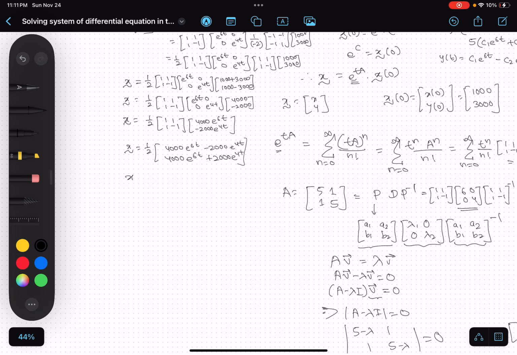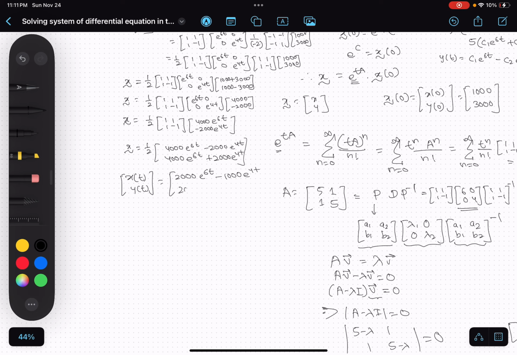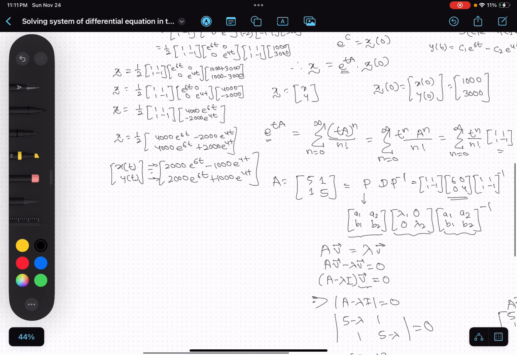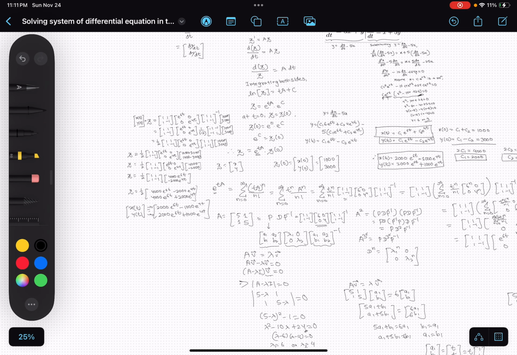So x tilde, which is basically just x of t, y of t, is just, now take the half. So 2000 e to the power 60 minus 1000 e to the power 40, 2000. So 2000 e to the power 60 plus 1000 e to the power 40. So the first one is just x of t, second one is just y of t. And now the solutions exactly match, and that's the moment of happiness, right? But anyways, I made a lot of mistakes, so I'm sorry for that.